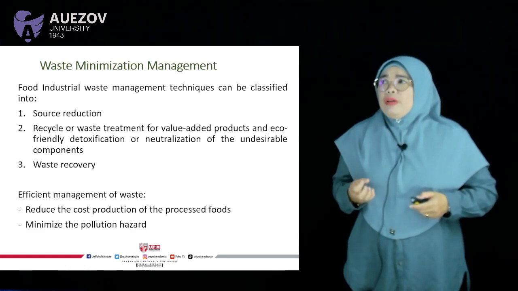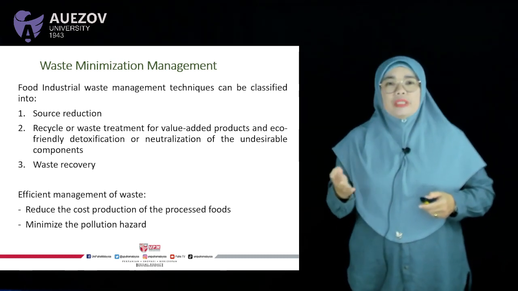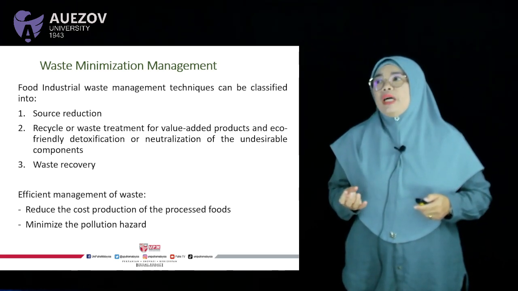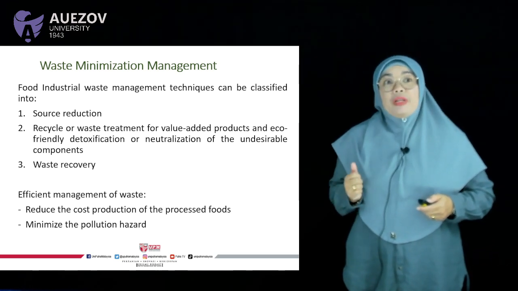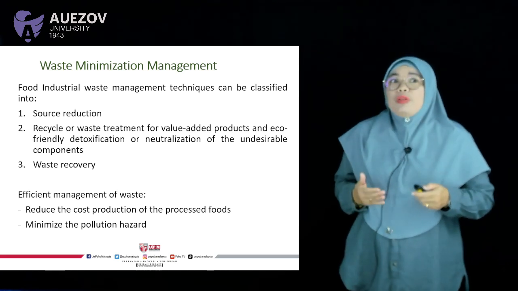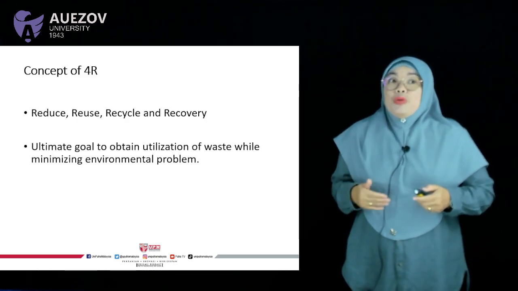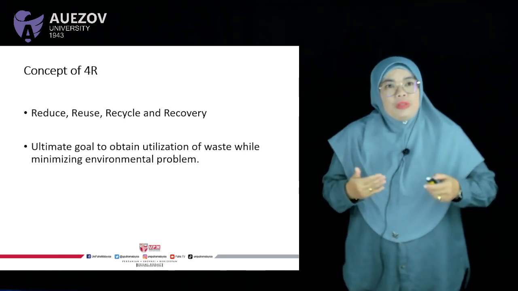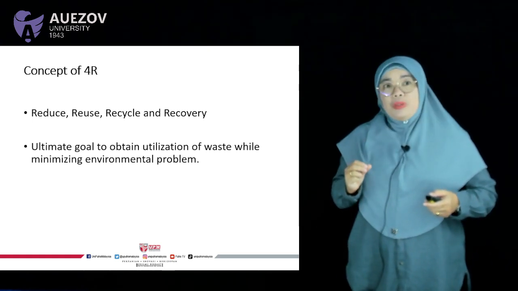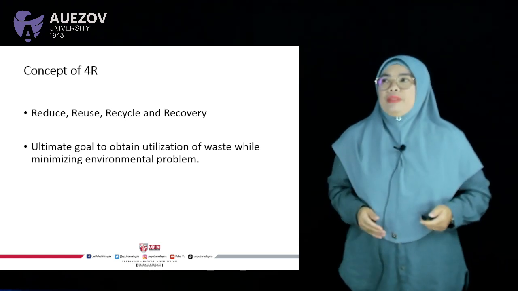Food industry waste management techniques can be classified into source reduction, recycle or waste treatment for value-added product, and eco-friendly detoxification or neutralization of the undesirable component. And the third one is waste recovery. Efficient management of waste is to reduce the production cost of the processed food and also to minimize the pollution hazard. Therefore, we use this concept of 4R: reduce, reuse, recycle, and recovery. The ultimate goal of this concept is to attain utilization of waste while minimizing the environmental problems.